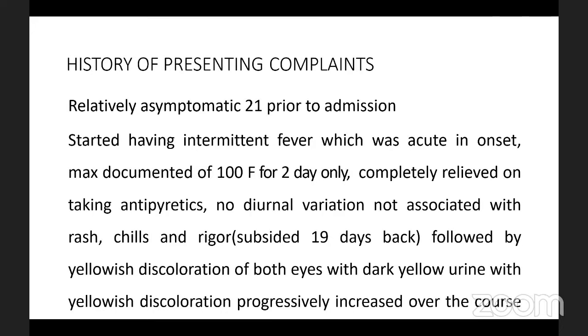The child was relatively asymptomatic 21 days prior to admission, then started having intermittent fever, acute in onset, maximum documented 100 Fahrenheit, for 2 days only, completely relieved on taking antipyretics, no diurnal variation, not associated with rash, chills or rigors, and subsided 19 days back, followed by yellowish discoloration of both eyes with dark colored urine, with the yellowish discoloration progressively increasing over the course. Okay, can you go back to the first slide?